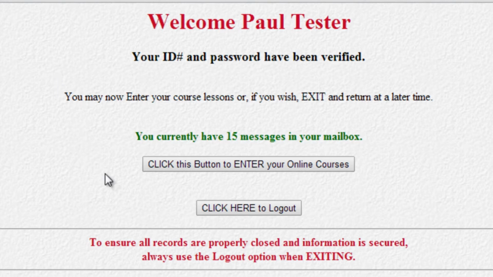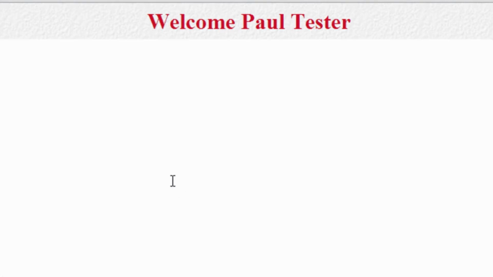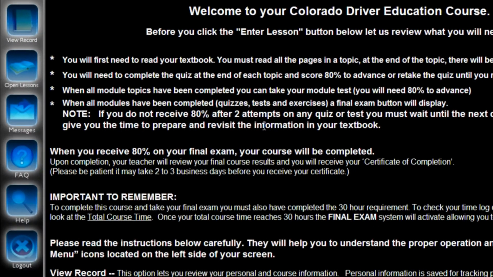In this tutorial, we're going to show you the main buttons in the course and how they function. To start, you need to log in using the username and password fields. When you first log in, you should see some buttons on the left side of the screen. Those buttons are View Record, Open Lessons, Messages, FAQ, Help, and Logout.